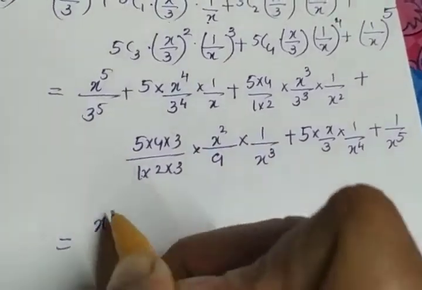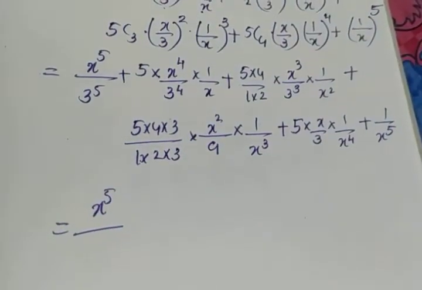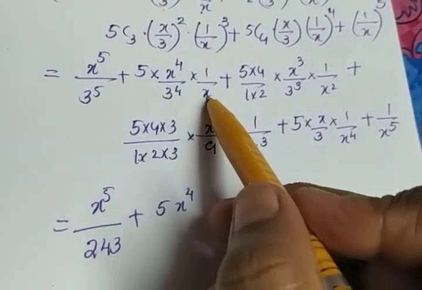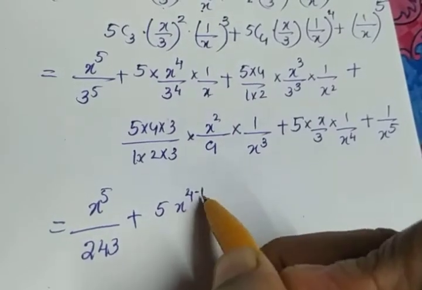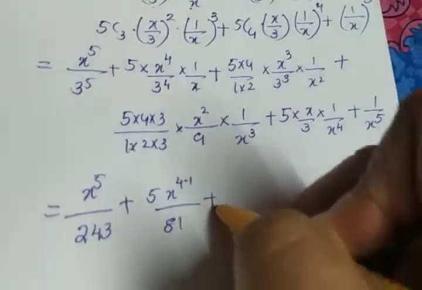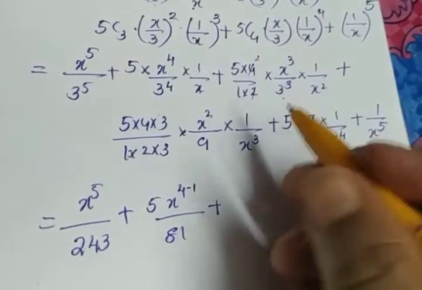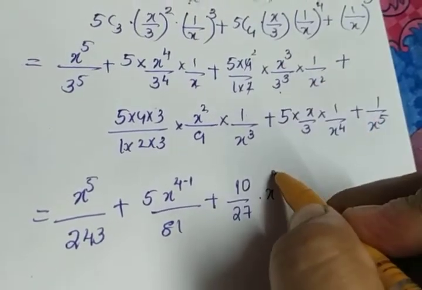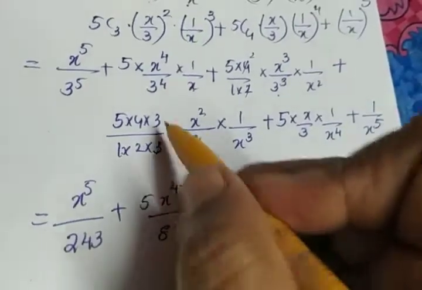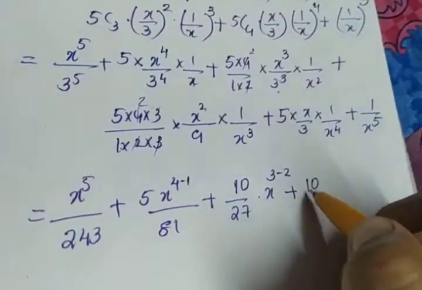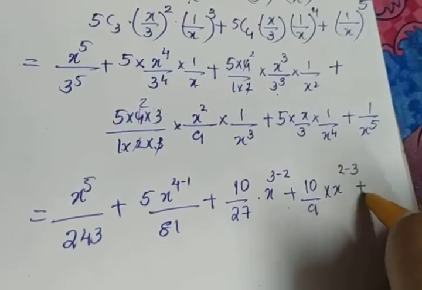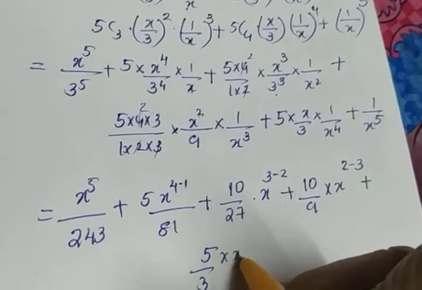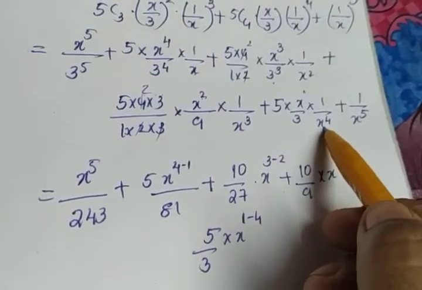That is equal to x raised to 5 divided by 3 raised to 5, which is 3 into 3 into 3 into 3 into 3, which is 243, plus 5 into x raised to 4 by x, isn't it? So we have to subtract the powers, x raised to 4 minus 1, by 3 raised to 4 is 81, plus, here these two get cancelled giving you 10 by 3 cube, 3 cube is 27, so it's 10/27 into, what about the power of x? 3 minus 2. Since it is dividing, we have to subtract the power. Plus, here 3 gets cancelled, 2 gets cancelled, 10/9 into x raised to 2 minus 3, plus 5/3 and the x power will be 1 minus 4.